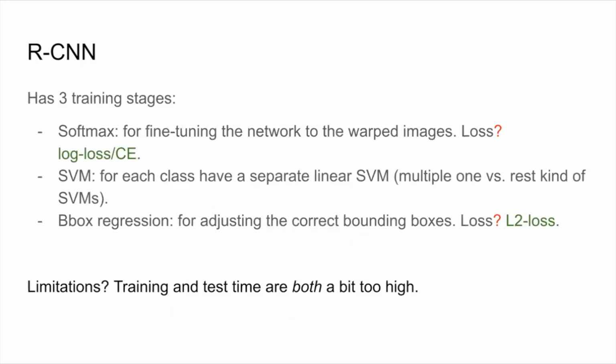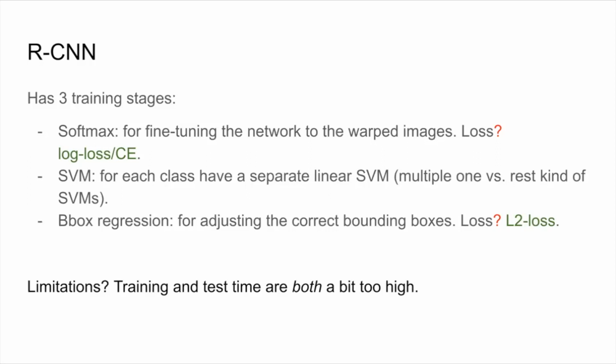So if you just summarize what we have discussed now, it has three training stages. That is softmax for fine tuning the network to a warped image. The loss we use is the cross entropy loss for the classification, that is straightforward. SVM: for each class we have a separate linear SVM. It will be binary classification, that is one versus others. So that is called class specific SVMs.